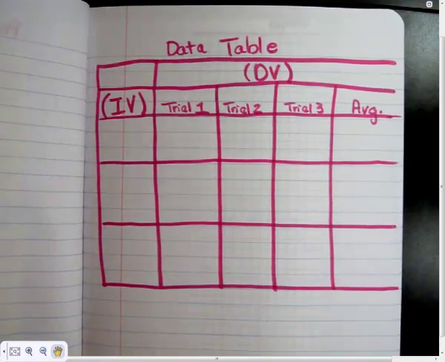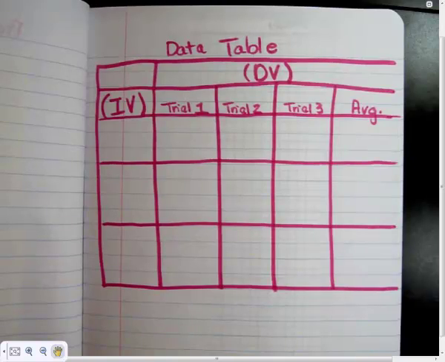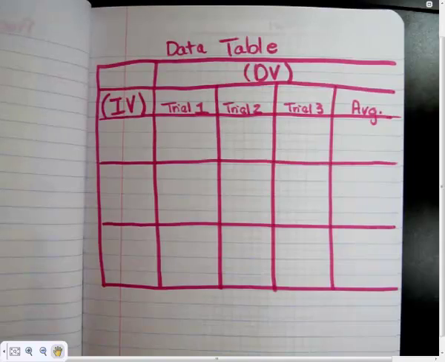And the main part of this step is running your experiment and filling in your data table. You will fill in this data table with the results that you get from running your experiment 3 times. This is the end of step 8. Good job.